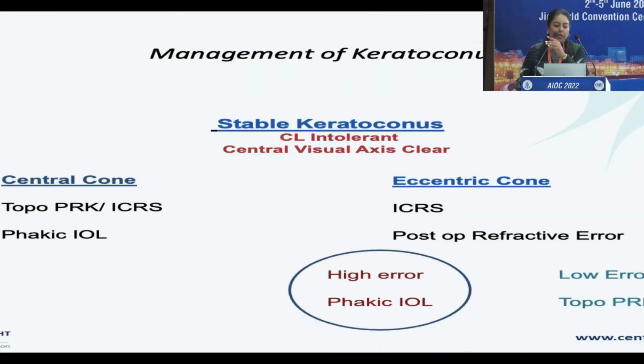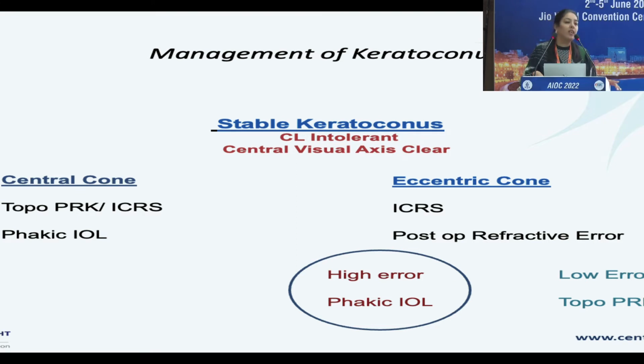Now coming to patients who have an eccentric cone or a central cone with a very high refractive error. These are patients who already have a centralized cone, so you don't need intacts to centralize them much. And if they have a good best corrected spectacle vision, but they don't want to wear a spectacle of very high power, high myopia causes magnification. These are good candidates for phakic IOLs.